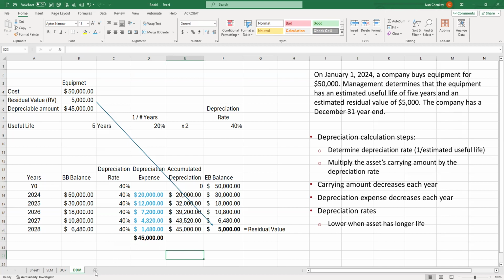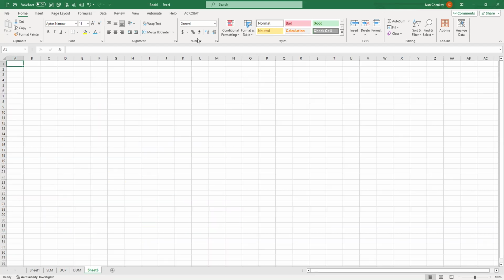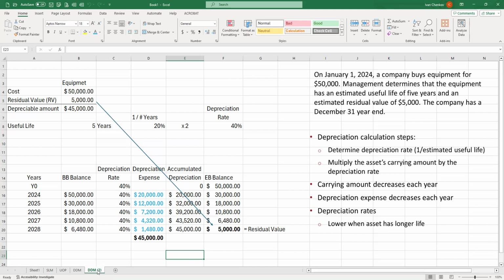So if we have to compare all the three methods, let's do one quick comparison between all the three and see how much each of them gives us.